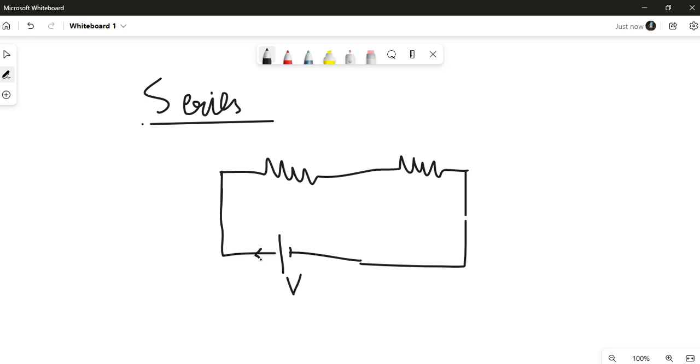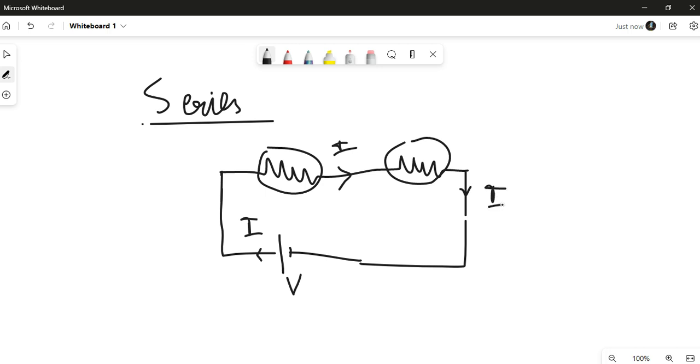As you see, this voltage will offer some current, so it will produce some current I. Now, when this I passes through the first resistor, it leaves the first resistor and comes out in the same form. There's not going to be any decrease in the current. As it passes through this resistance, the current still comes out with the same value. And again, as it passes through this resistor, it comes out with the same value, I.